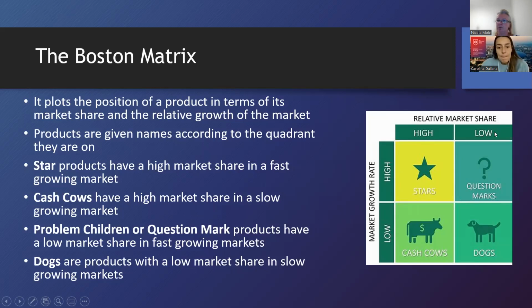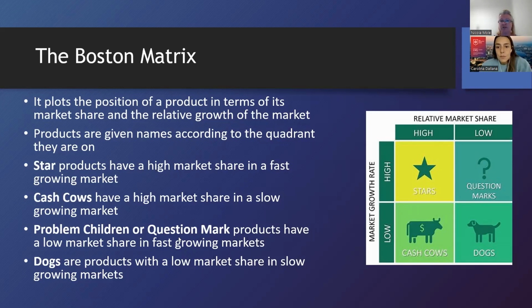All right, low market share, high growth rate, question mark, what's happening here? Will we continue? A low market growth rate, but a high share of the market, cash cows. If it's a cash cow, it's making you lots of money. And dogs, okay, a low growth rate and a low market share. So this Boston Matrix, it plots the position of a product in terms of its market share and the relative growth of the market. It's a nice simple matrix, it's very clear. So the products get the names according to the quadrant they are on, which we have just seen.